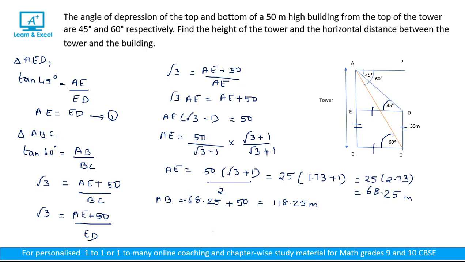Let us now find the horizontal distance, which is BC. Now to find the horizontal distance BC, we can see that from this equation BC is equal to ED, but ED is equal to AE. So the horizontal distance BC will be equal to AE, and AE we already found out as 68.25 meters. So we have found out the height of the tower and the horizontal distance.